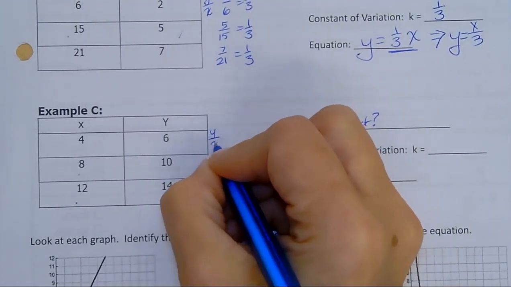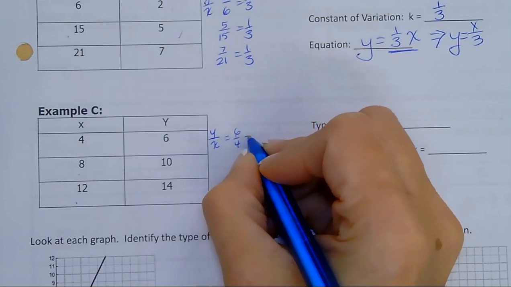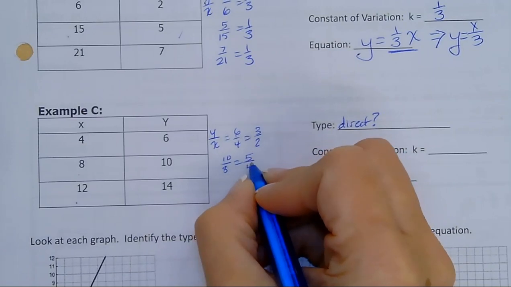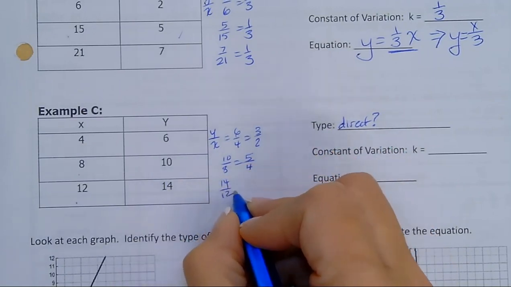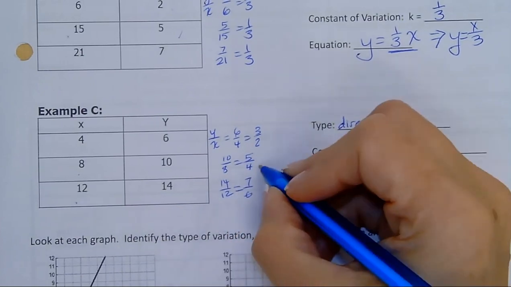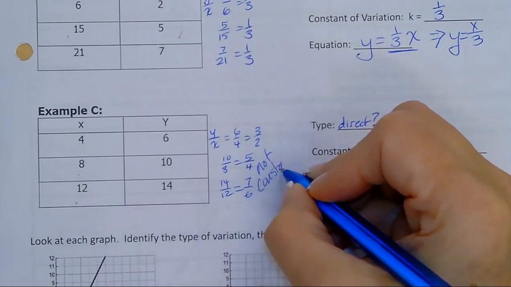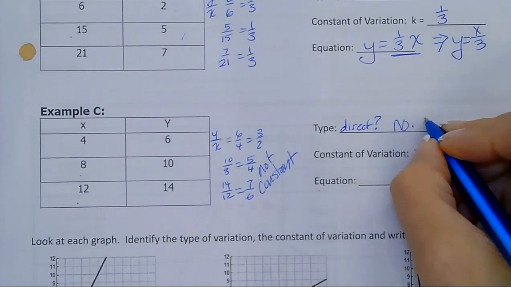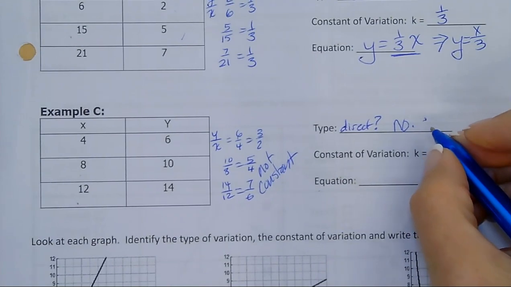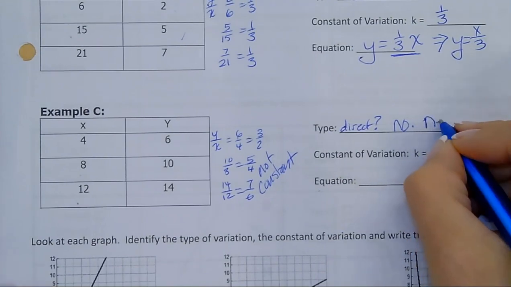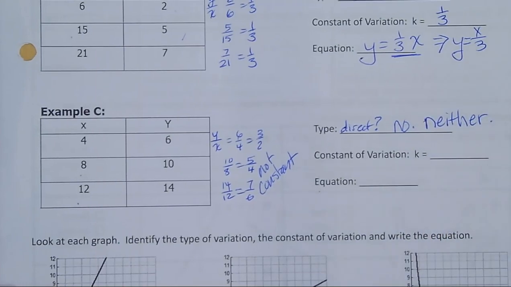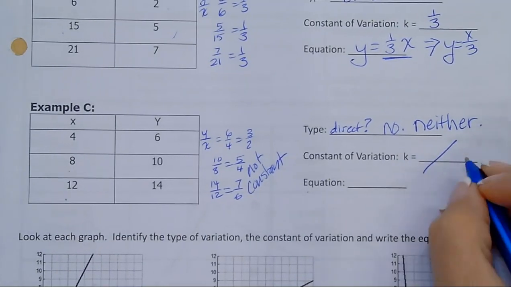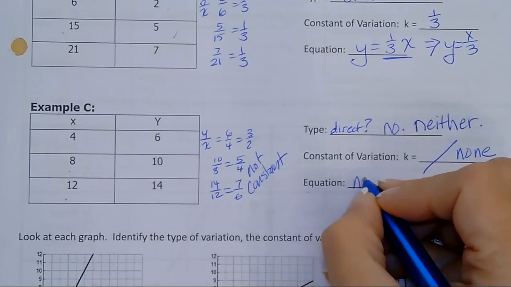So y over x, I have 6 over 4, which is 3 over 2. Now I have y over x is 10 over 8, which is 5 over 4. Uh-oh, not the same. 14 over 12, that's 7 over 6. So this is not constant. It's not the same. So what it means is, no, it's not direct. We definitely know it's not inverse because it's not one going up and one going down. So we're going to say neither direct nor inverse, because I didn't have anything constant. I had no constant variation. So nothing existed here, and I can't write an equation.